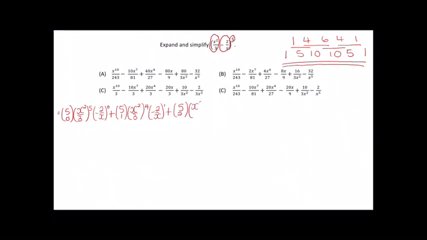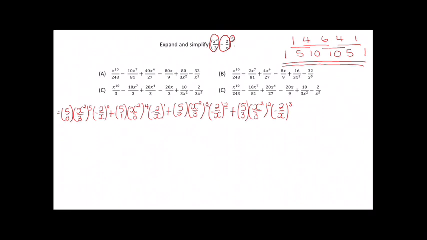5, choose 2. X squared over 3 to the power of 3. Negative 2 over x to the power of 2. That power of 3 and power of 2 give me 5, so I've not made any silly mistakes. 5, choose 3. X squared over 3.